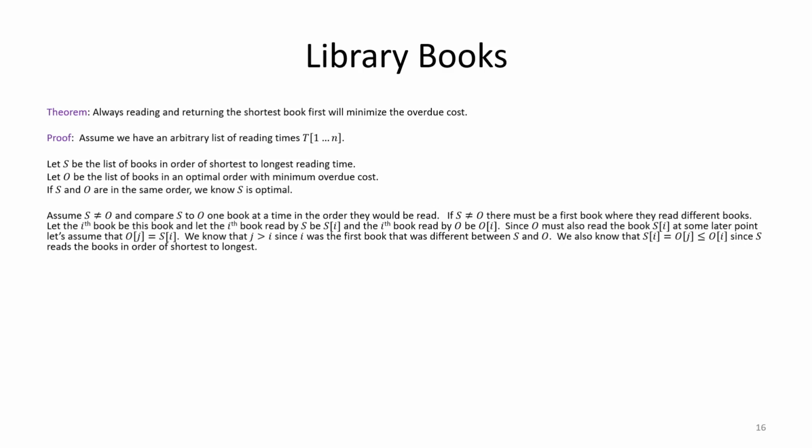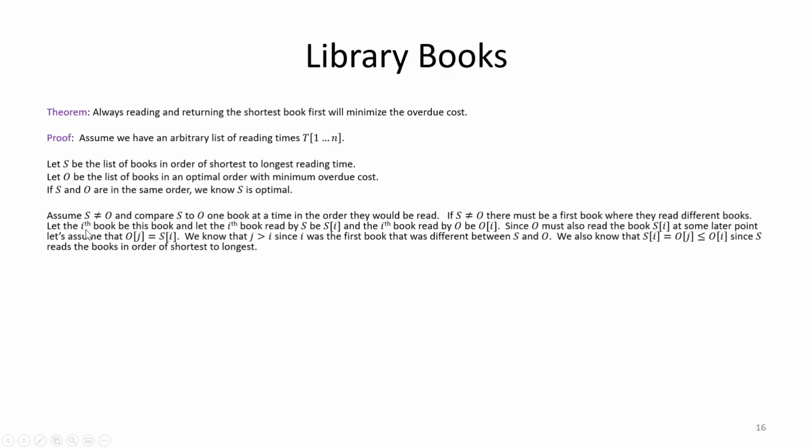And we're going to look at them one at a time, and we're going to see where they differ. Because if they're not equal to each other, there must be one of these books that is not different. Okay, so that's where I get to here. So if S is not equal to O, there must be a first book where they read different books. So let's go and pick that out.